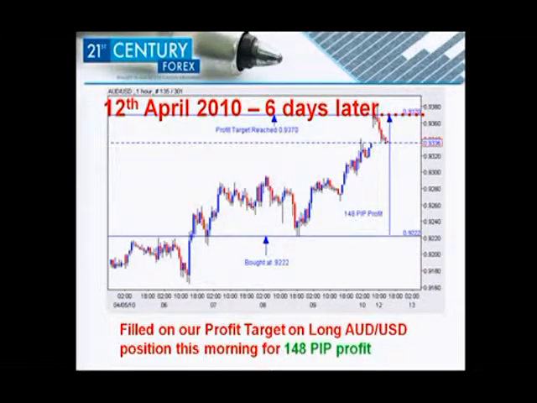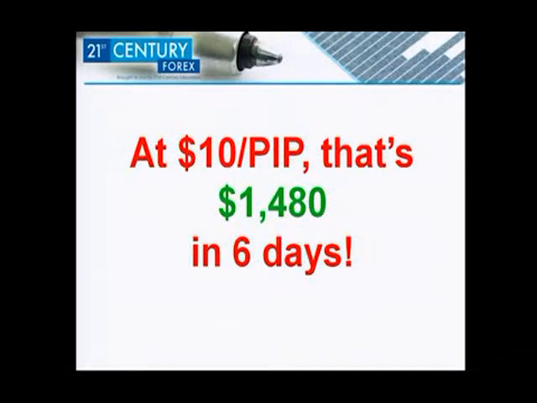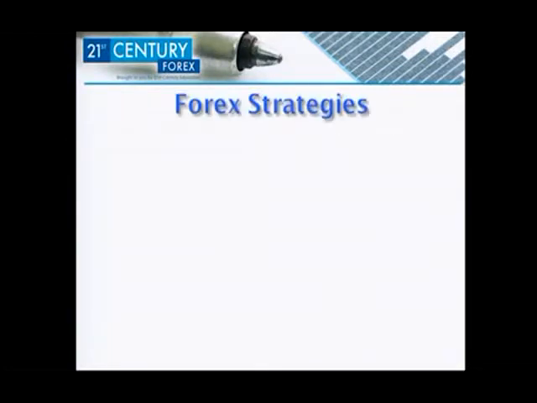Now this one took longer, so this is like an end of day trade, took 6 days, right? But made 148 pips of profit. Who'd be happy with 148 pips of profit, right? What about if you had it at $10 a pip? Who'd be happy with that? $1,500? Hey, of course, not too shabby.